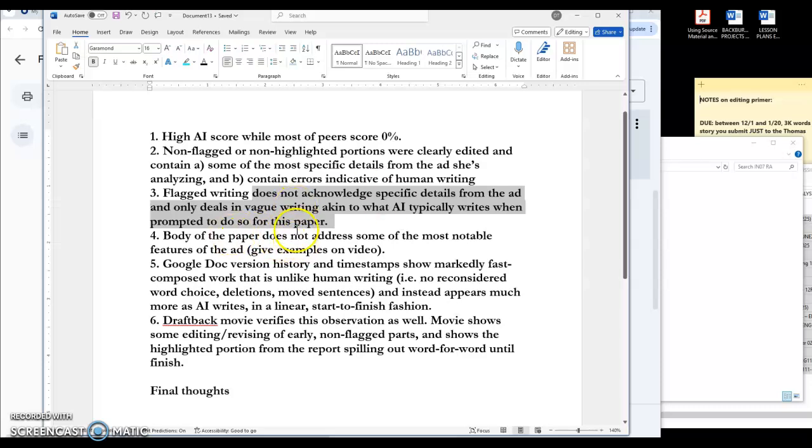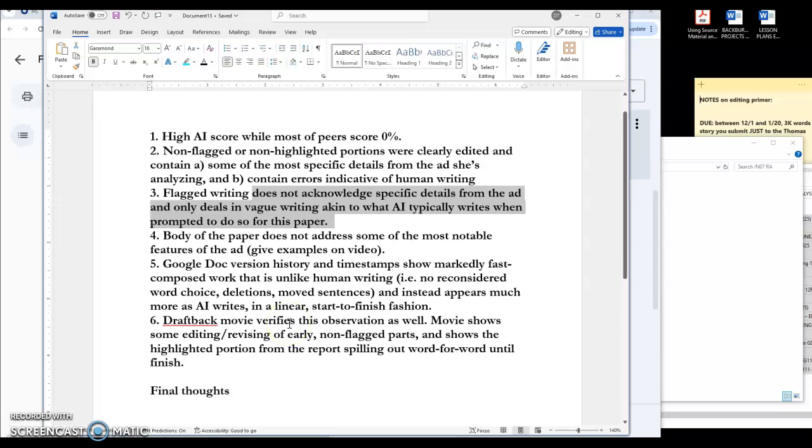The body of the paper fails to address some of the most notable features of the ad because AI doesn't literally watch the video. It can't see the things that people see. And I'll give you some examples in a minute. But also the Google Doc version history would also indicate what we're seeing here. Everything is very consistent. It shows a document being written very fast in a very linear way that doesn't resemble human writing. So no reconsidered word choices, no deletions, never a removed sentence, for example. And instead it appears much more as AI writes, which is this linear start to finish fashion.